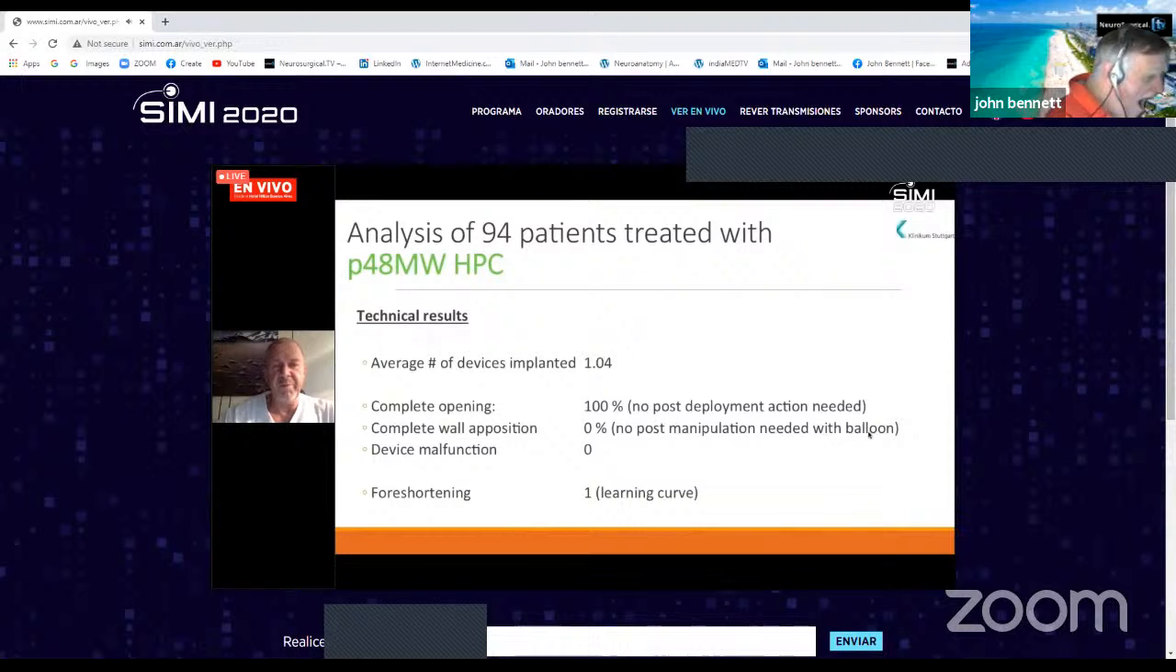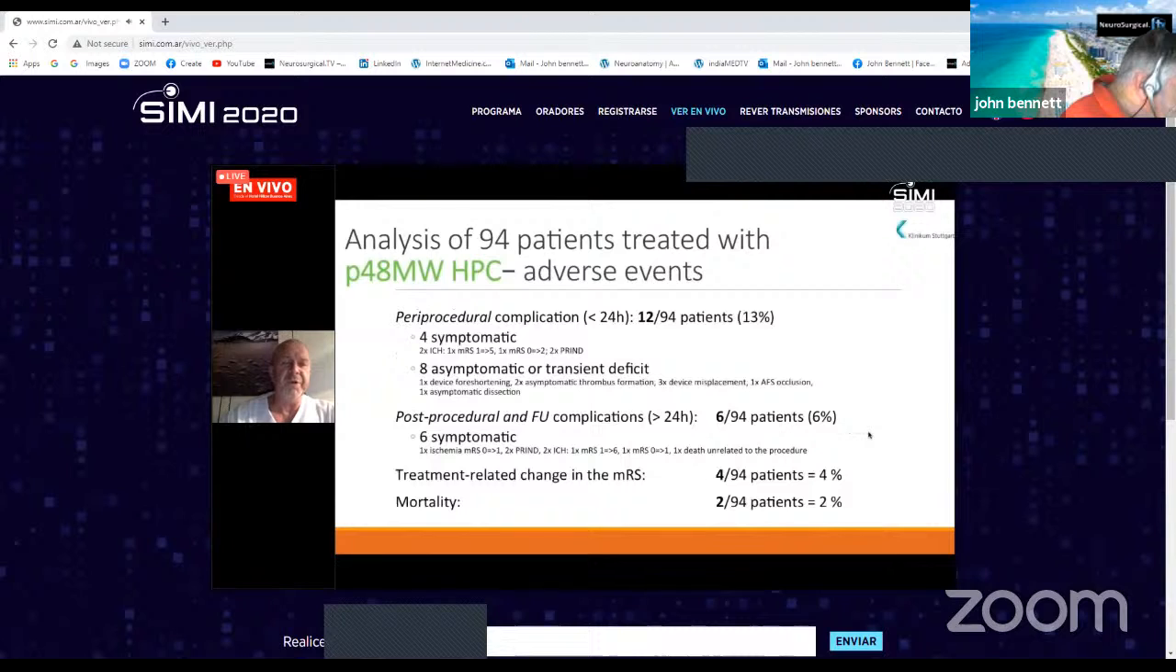We again used more or less one device per patient and per aneurysm. The complete opening was achieved in all patients and in all devices. Complete wall apposition was always achieved, and we didn't need a balloon. We had no device malfunction, and since we started later with the HPC coated P48s, I think the learning curve enabled us to encounter only one critical foreshortening with this device. 13% complication rate for symptomatic and asymptomatic.